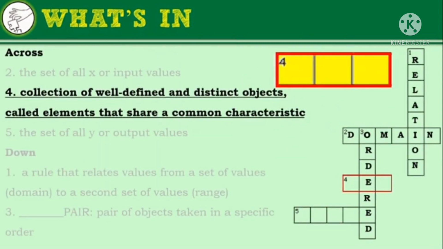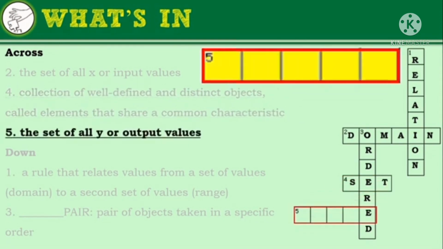How about for number 4, across? Collection of well-defined and distinct objects called elements that share a common characteristic. You have this when you're still in grade 7. The answer is, well done, that's set. S-E-T for set.